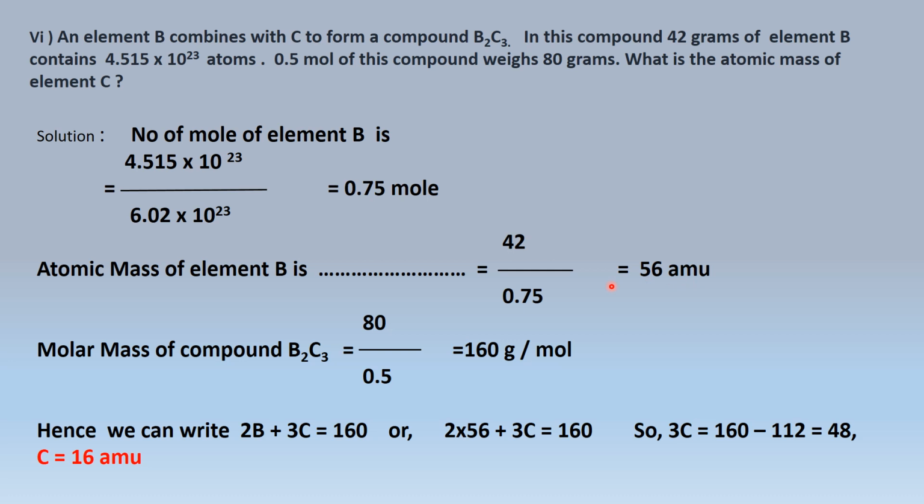Molar mass is easy because 0.5 mole is 80, so 1 mole is 160. Hence we can write 2B plus 3C is equal to 160. Putting the value of B, 3C is equal to 48. Hence C is equal to 16 atomic mass unit.